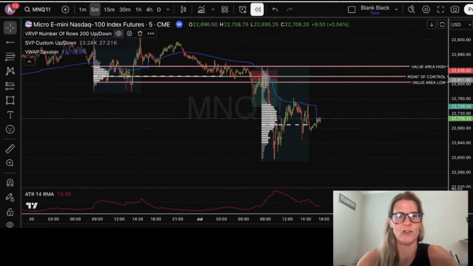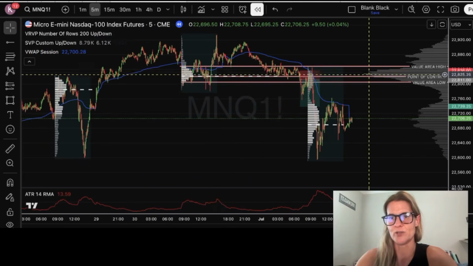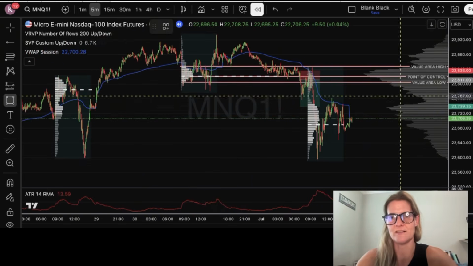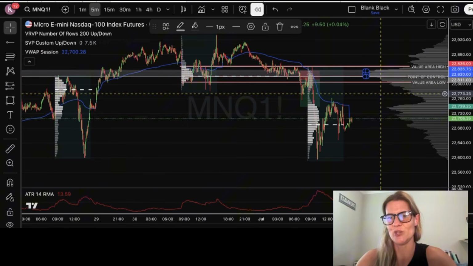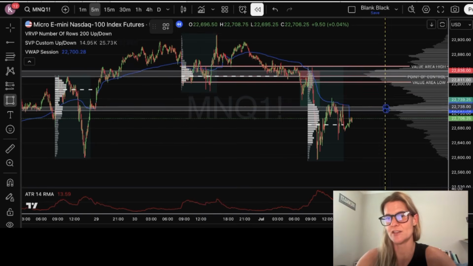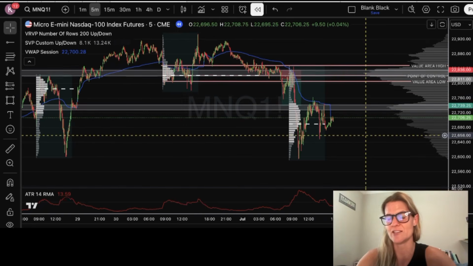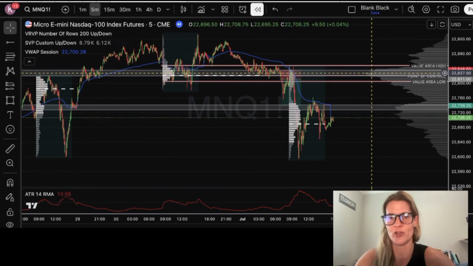I didn't throw on volume profile because we were going fast here. But you can also use this as a high volume node, which is in line with the previous point of control. You can see where all of these start to have confluence and they start to overlap and give you extra confidence that your trade is going in the right direction. So there's a high volume node, there's a high volume node.